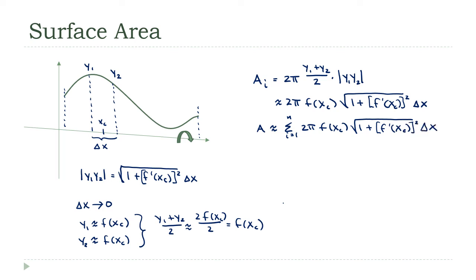And if I take the limit of this as n goes to infinity, I get that the exact value of the area is the integral from a to b of 2 pi f of x times the square root of 1 plus f prime of x squared dx. And that's it, right? There's my formula for finding the surface area of a solid of revolution.